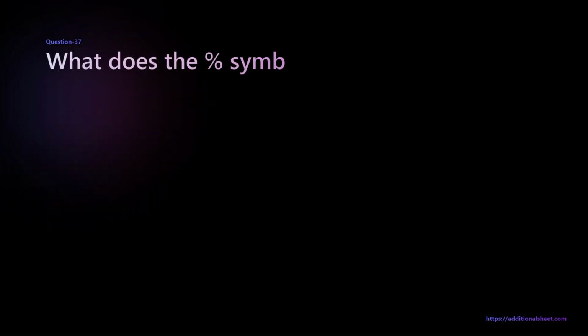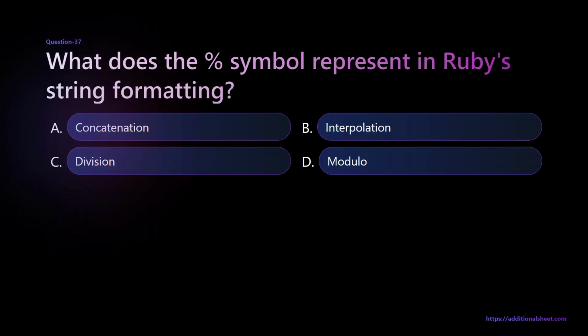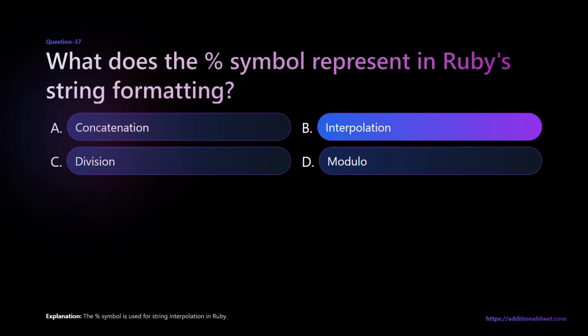What does the % symbol represent in Ruby's string formatting? Option A, concatenation. Option B, interpolation. Option C, division. Option D, modulo. The correct answer is option B, interpolation.